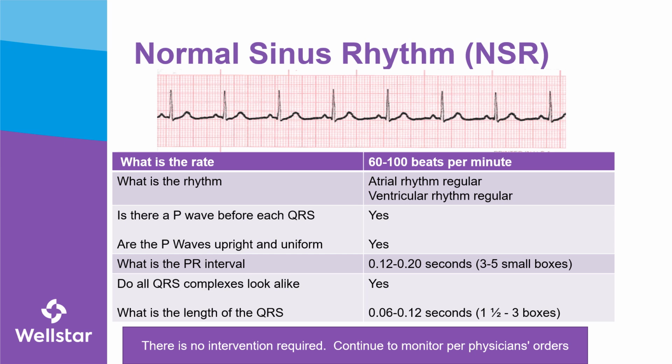There's no intervention required for a normal sinus rhythm. Continue to monitor per physician's orders. And of course, if this was in a cardiac arrest situation and you just got an organized rhythm on the monitor, you'd want to confirm a pulse. In this case, we're going over normal physiology. So for normal sinus, assume there's a pulse, unless you're in a situation where you have to do ACLS.